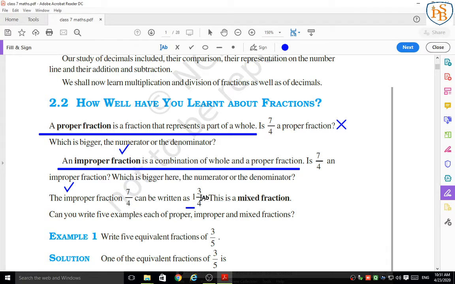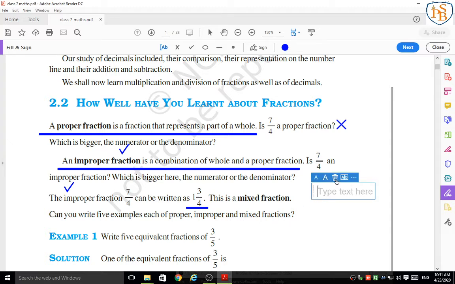So that remainder has to be written in the numerator place, and the denominator will be the same. So what will be my mixed fraction? That is 1 and 3/4, a mixed fraction of the improper fraction 7/4. Can you write 5 examples each of proper, improper and mixed fractions?